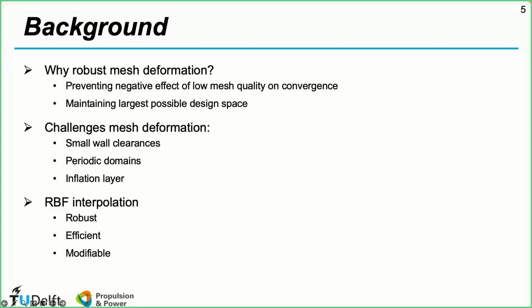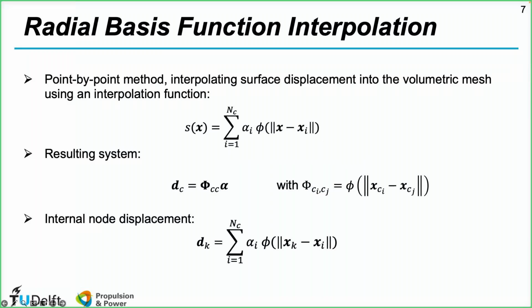So in order to do this, it's been chosen to use radial basis function interpolation as a mesh deformation method. Compared to the currently used deformation method of linear elasticity analogy in SU2, it is very robust, but also very efficient with the use of appropriate data reduction techniques. And then another advantage is that you can modify it to tackle these kinds of problems that I've highlighted previously. So let's dive a little bit into the radial basis function interpolation.